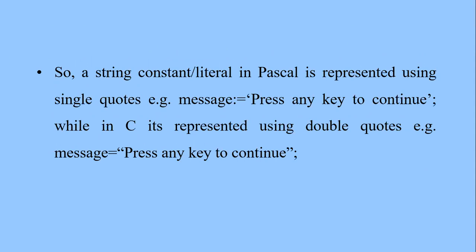For example, message equals 'Press any key to continue' is an array of characters assigned to the memory location called message. While in C, it's represented using double quotes. For example, "Press any key to continue" being assigned to the memory location called message.